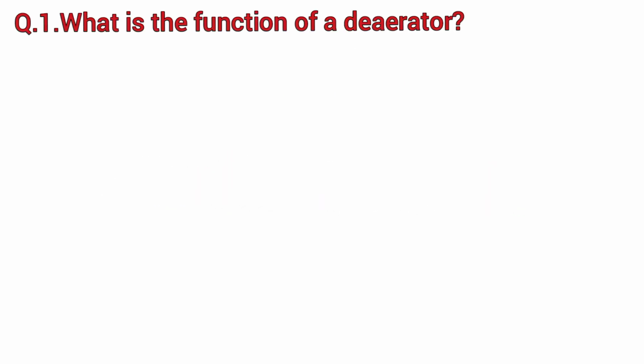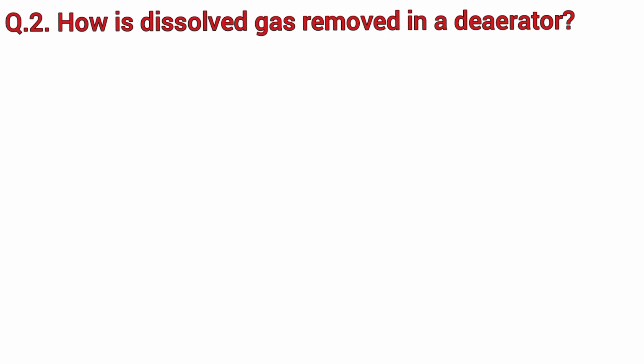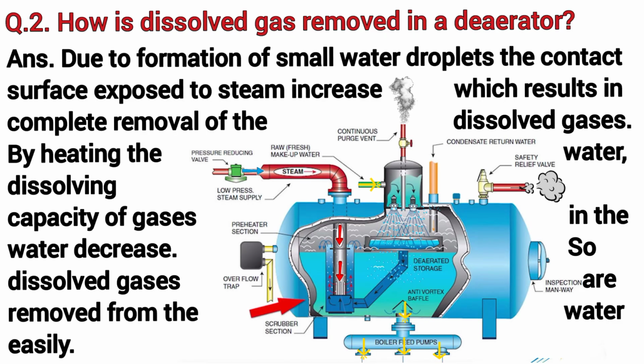What is the function of a deaerator? The main function of a deaerator is to deaerate, or remove dissolved gases (degasification), from the feed water. How is dissolved gas removed in a deaerator? Due to the formation of small water droplets, the contact surface exposed to steam increases, which results in complete removal of the dissolved gases. By heating the water, the dissolving capacity of gases in the water decreases. So dissolved gases are removed from the water easily.